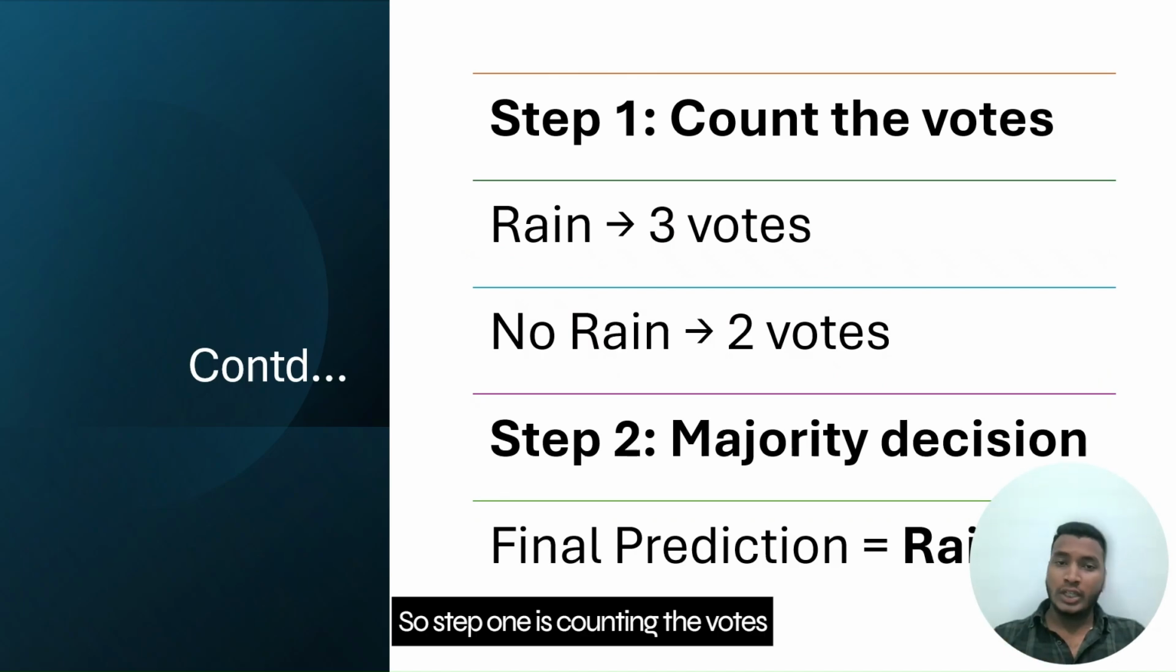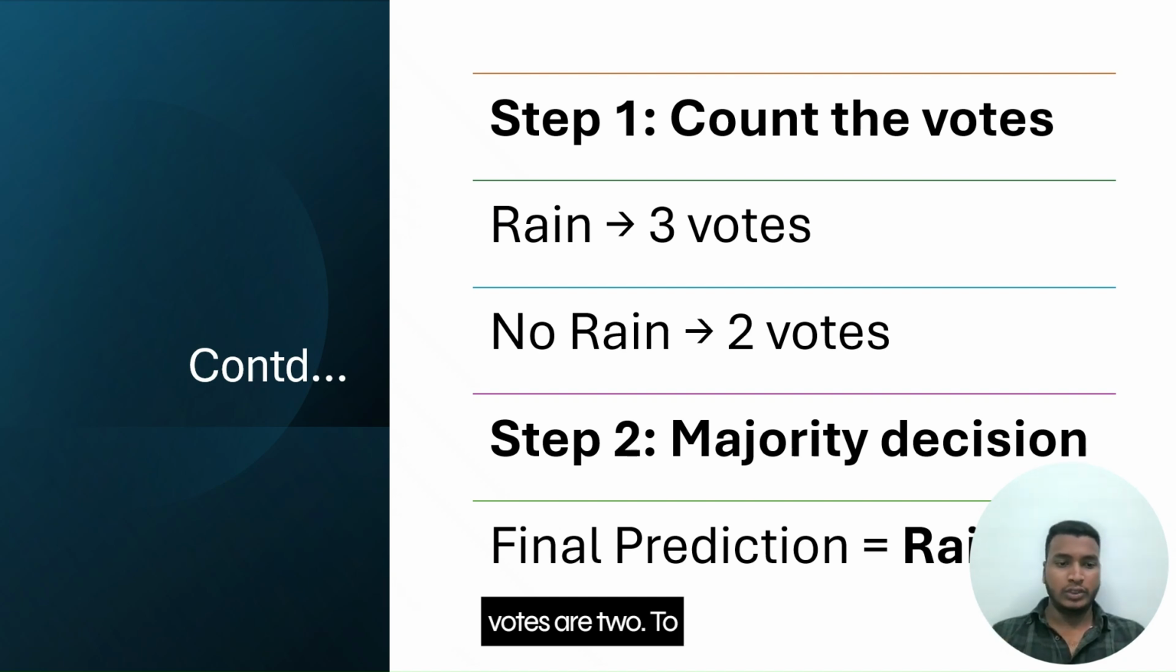So step 1 is counting the votes. Rain votes are 3, no rain votes are 2. Step 2, majority rules. Final prediction is rain.